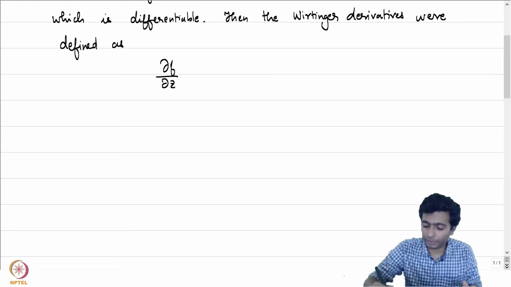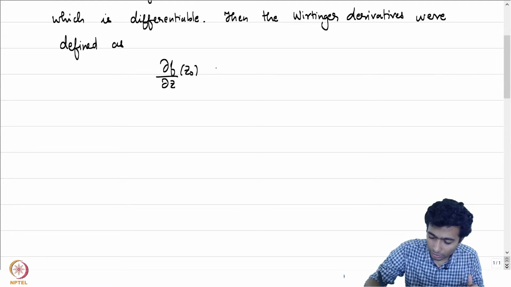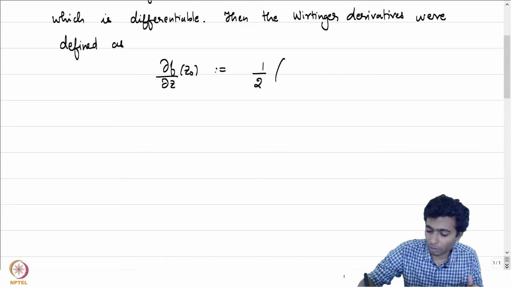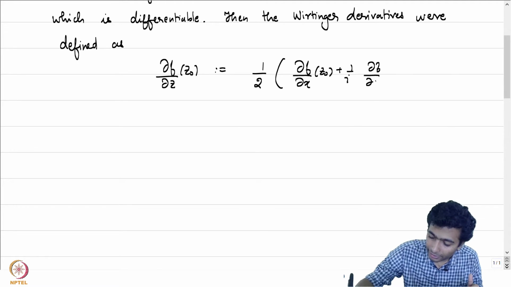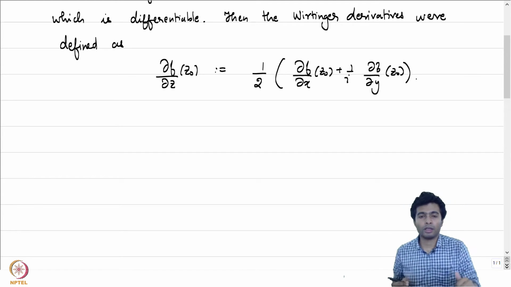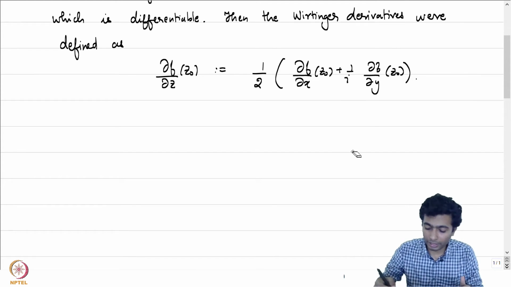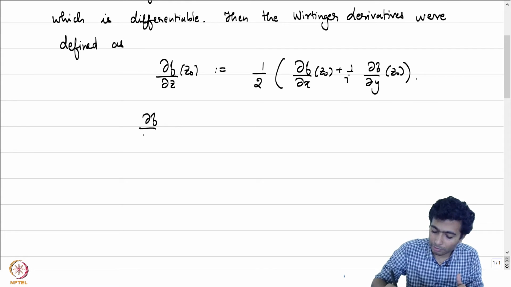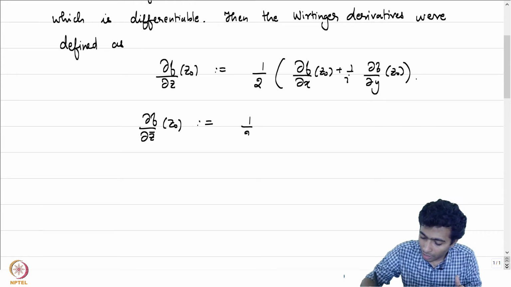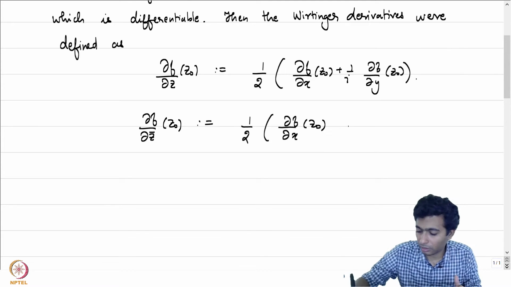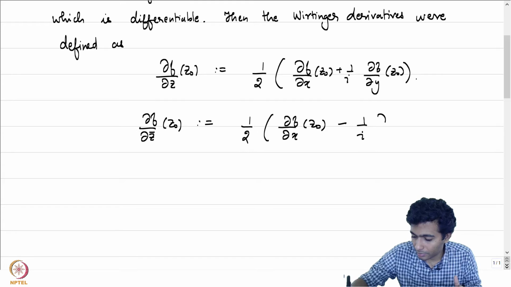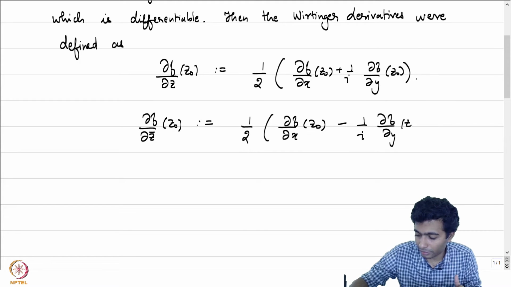The z derivative, dou f by dou z at a point z naught, is defined to be equal to half of the partial derivative dou f by dou x at the point z naught plus 1 by i times dou f by dou y at the point z naught, and the z bar derivative, dou f by dou z bar at the point z naught, is defined as half of dou f by dou x at the point z naught minus 1 by i times dou f by dou y at the point z naught.